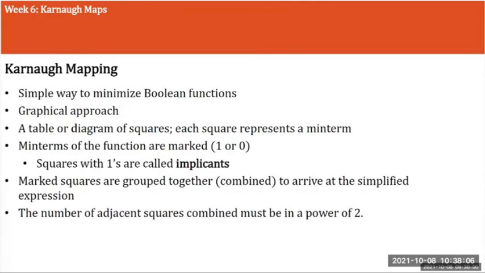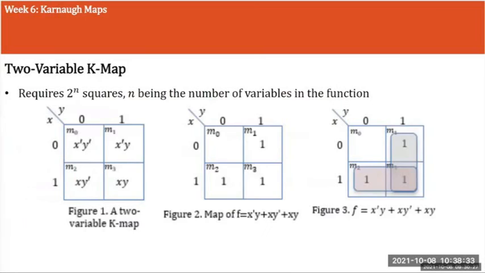A table or diagram of squares, each square represents a minterm. So minterms of a function are marked as 1 or 0. And yung squares natin na magkakaroon ng 1 value, so ang tawag natin doon are the implicants. Then marked squares are grouped together or combined to arrive at the simplified expression. The number of adjacent squares combined must be in the power of 2. So here we have a sample for a two-variable K-map. So it requires 2 raised to n squares, being that n is the number of variables in the function.